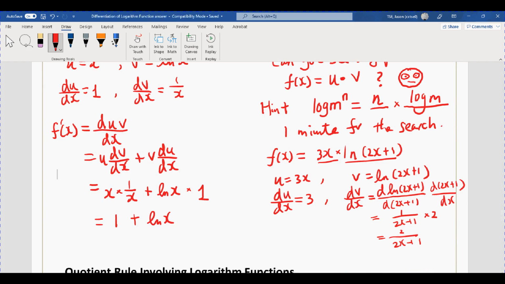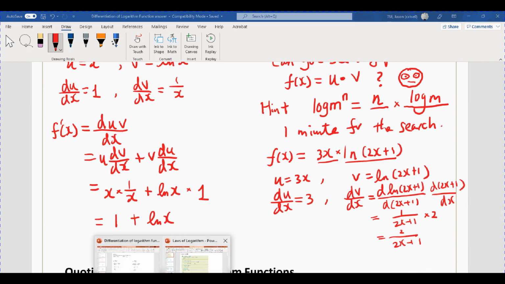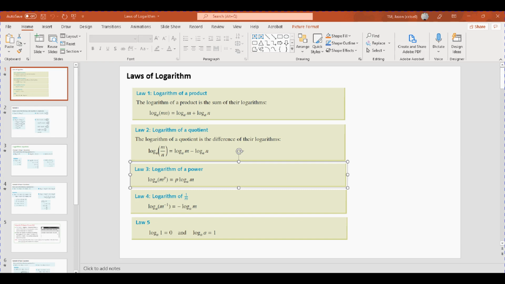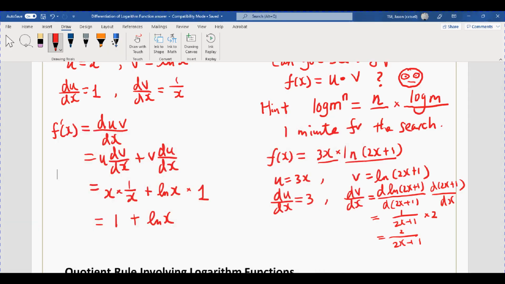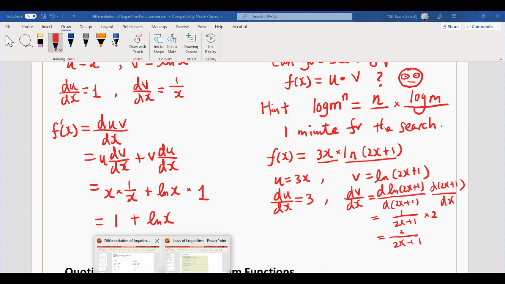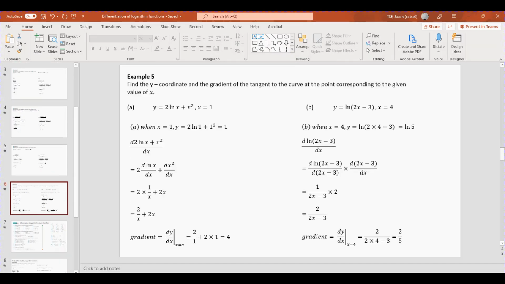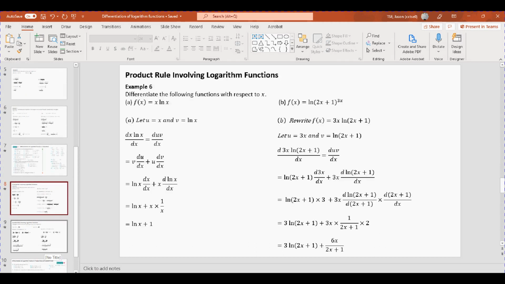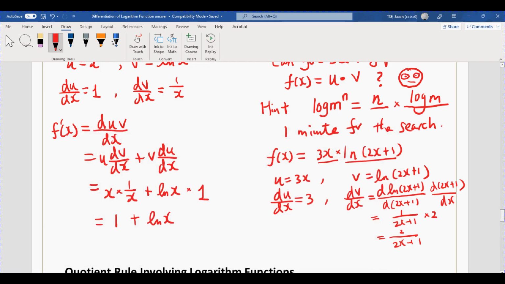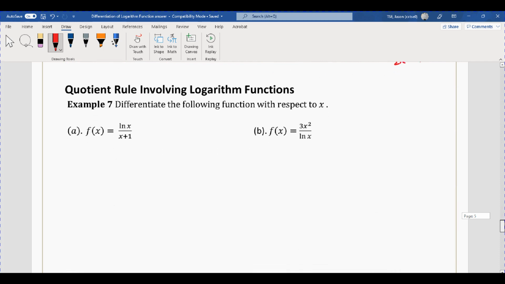Let me check my solution. Not here. Oh, where is it? Differentiation. Okay, that's logarithm. Yeah, so that's how it is. All good, and we're going to move on.